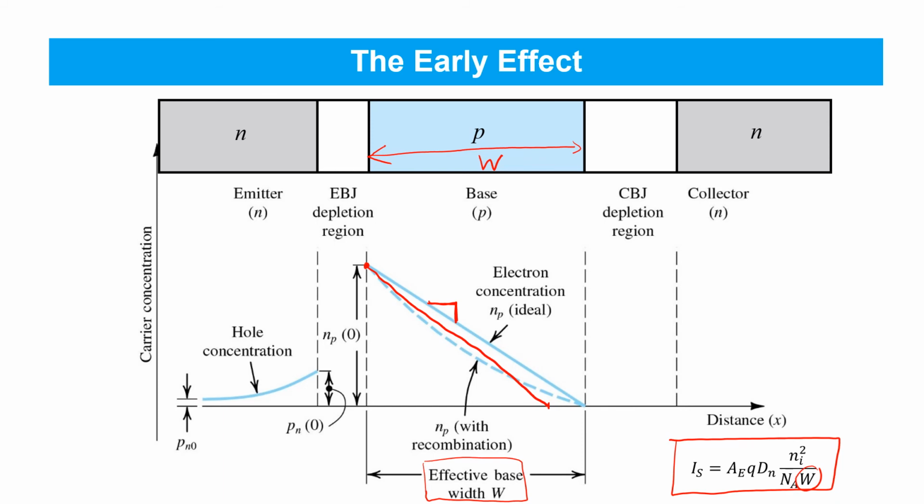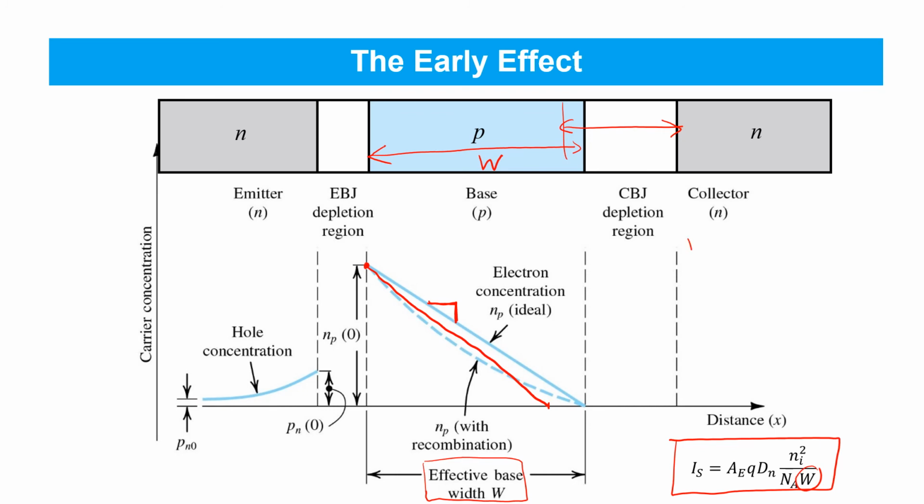Now, the effective base width W does in turn depend on the width of this collector base depletion region. It in turn depends on the amount of reverse bias applied. As we increase the reverse bias applied between collector and base, we will see the width of this depletion region increase, and therefore the effective width of the base region will decrease.